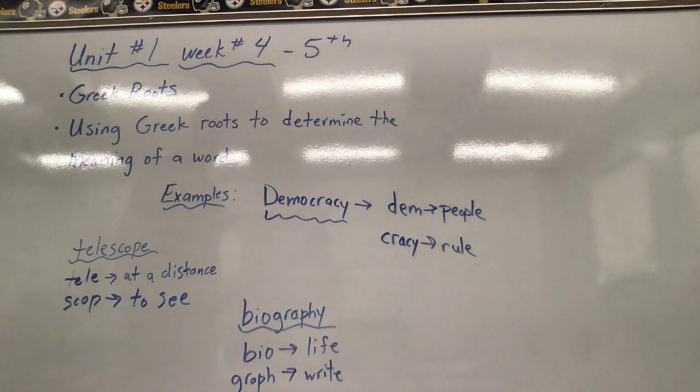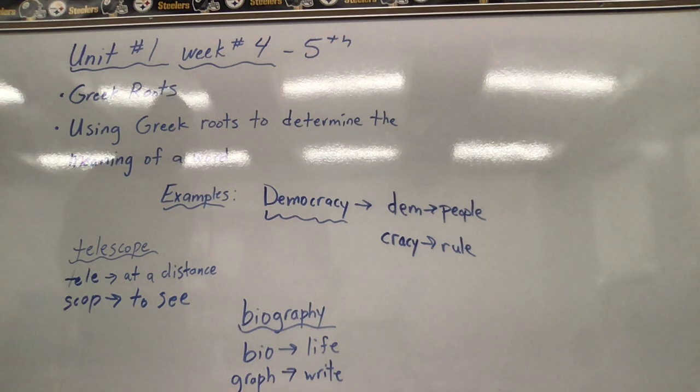The word democracy simply means rule by the people. And we know that because we can break that word apart into two different sections. First, dem, which is a Greek root meaning people, and krasi, meaning rule. So when we bring those two together, we have democracy, meaning rule by the people, which ultimately is how the United States is supposed to be run.